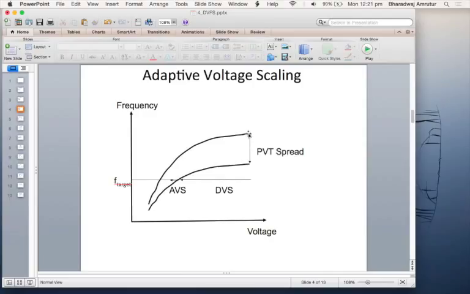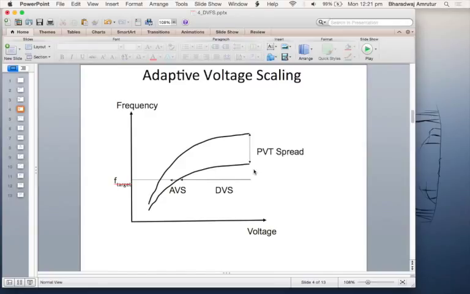So if this corresponds to 2.4 gigahertz, now when I spec my chip, this is my slowest chip, this is my fastest chip. Remember, we are talking of chips being fabricated, right? You have millions and millions of chips formed, so there'll be a spread in their performance characteristics. So there is going to be a spread in their frequency to voltage curve.